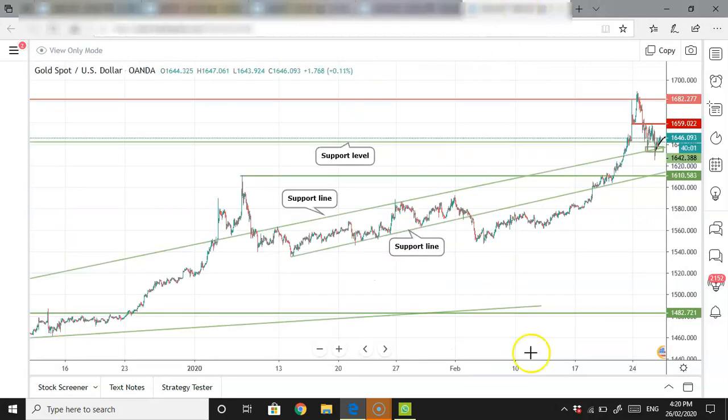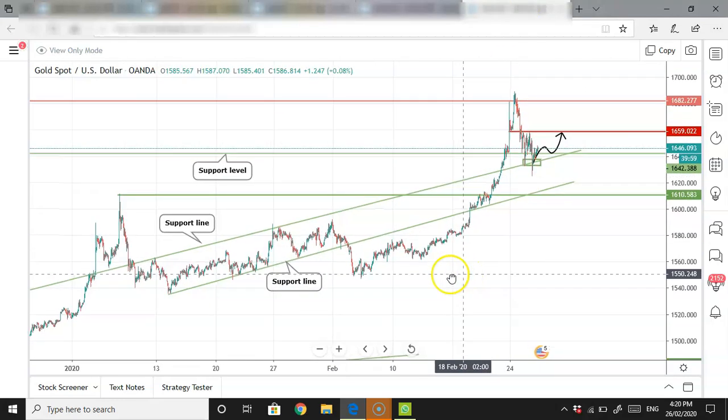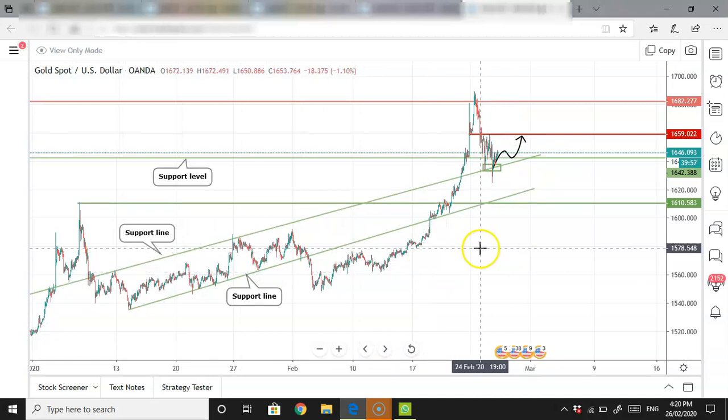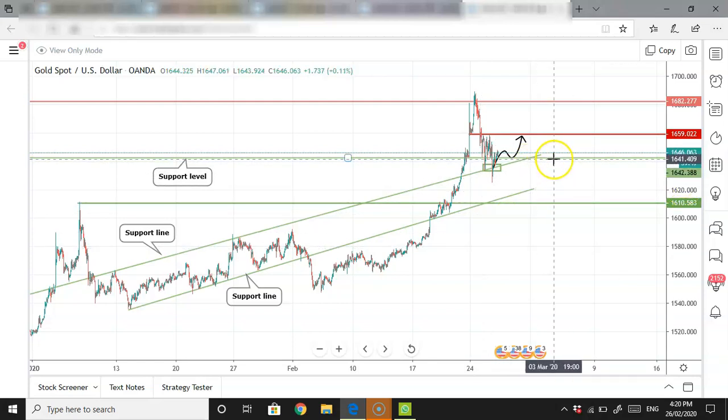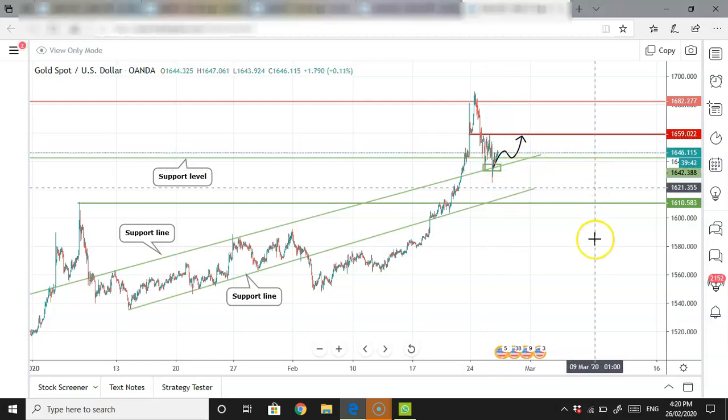Alright, let's go to gold now. Alright, so gold is currently right now trading at 16.45. We'd like it to come back down to 16.42 as indicated by that solid green line, which is a nice support level, and then we could see it potentially get up to 16.59.